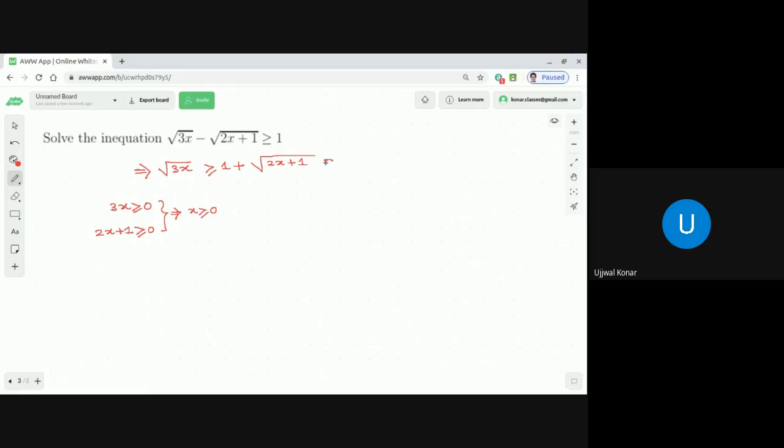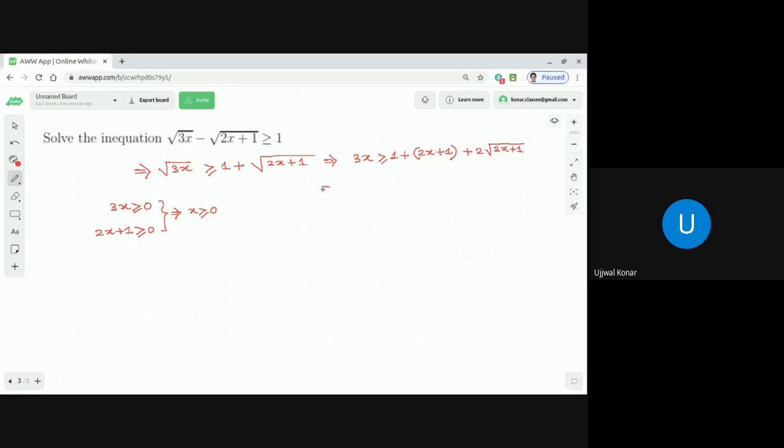And then from here, as x is greater than or equal to 0, both sides of the inequality are positive. Square root of 3x is positive and square root of 2x plus 1 is also positive. So definitely we will make a square. So square root of 3x whole square is 3x. That should be greater than or equal to 1 plus 2x plus 1 plus 2 into square root of 2x plus 1. Correct, dear students?